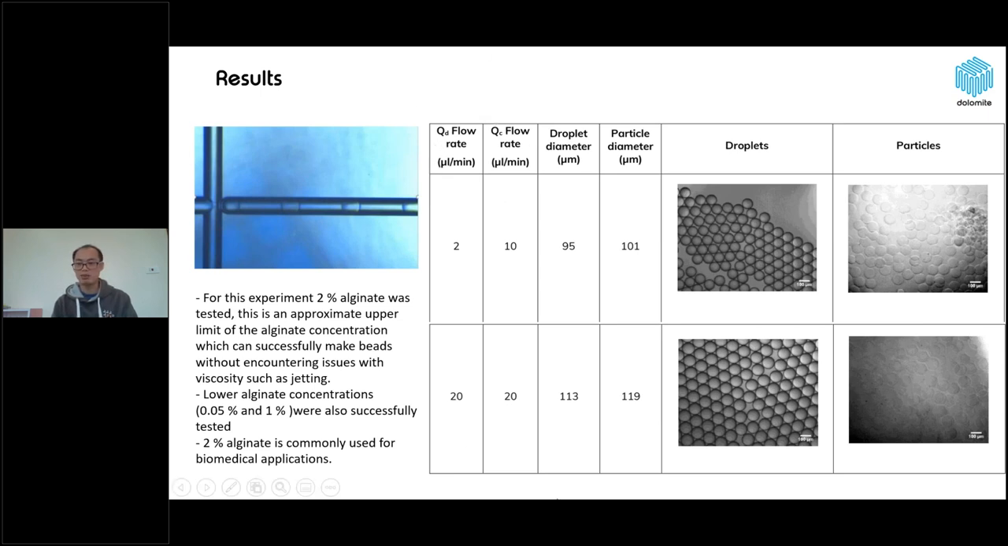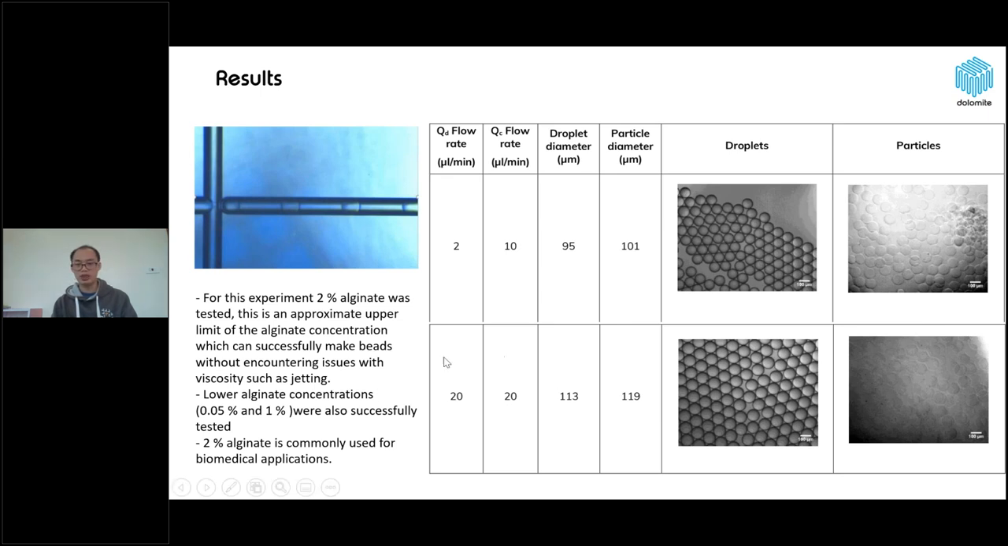As you can see in the table, by changing the flow rate of the continuous phase and droplet phase, we can achieve different droplet sizes and particle diameters. In this image, we can obtain very monodispersed droplets with a size around 95 micrometers when the flow rate of the droplet phase is 2 microliters per min and the continuous phase is 10 microliters per min. After the cross-linking process, we can obtain particles with a size around 100 micrometers.